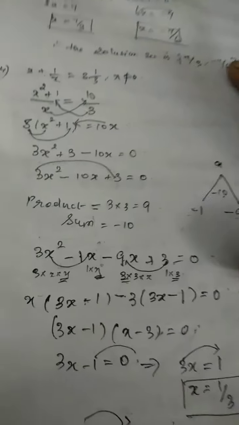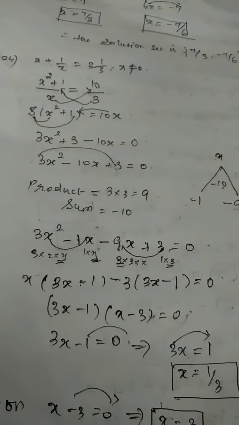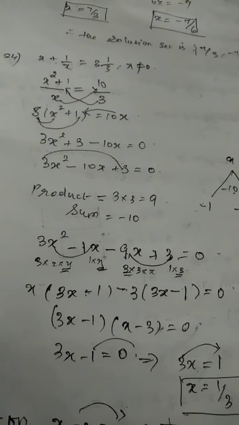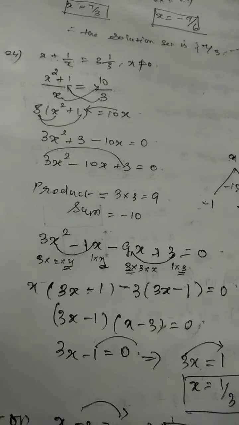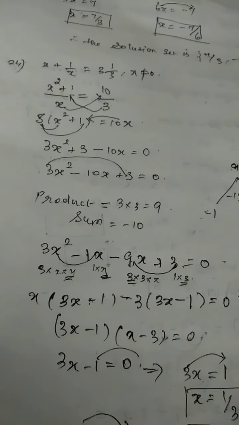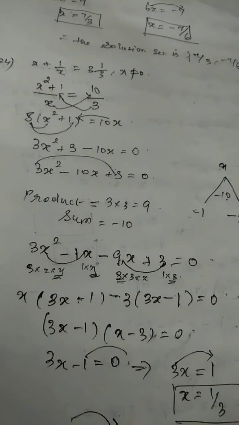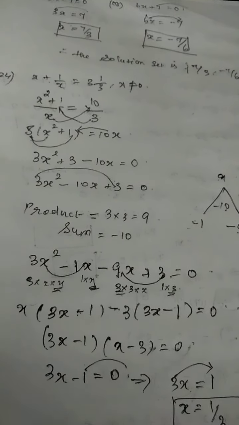So children, kindly remember, if the problem is not given directly in the form of a quadratic, just change the given equation into quadratic form, and then you can start doing the procedure. Whether an identity is applicable, you can apply it, or the sum product rule is applicable, you can apply it to find the answer. Thank you.